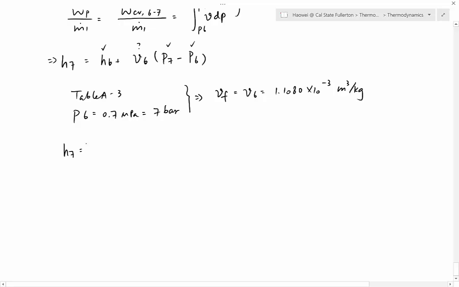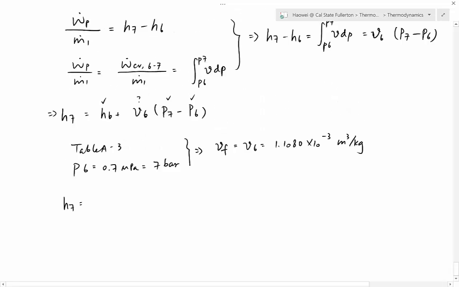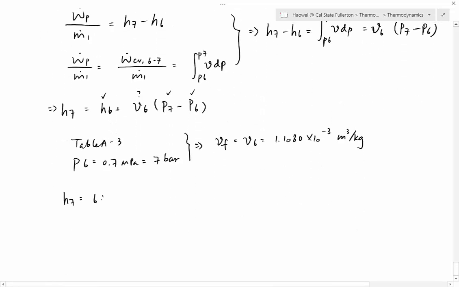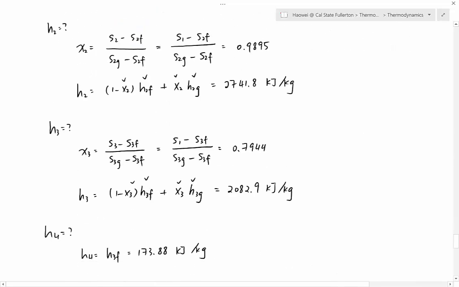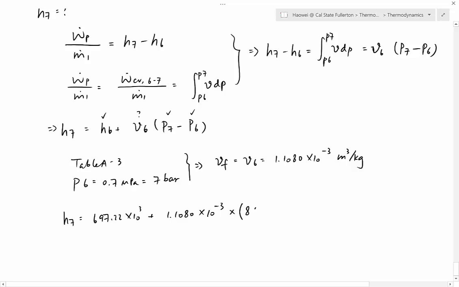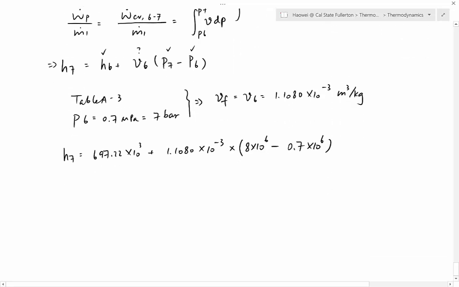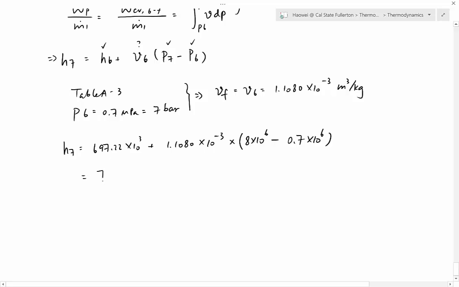And again, use SI units when you plug in the numbers. The value of H6 times 10 to the third, SI unit, plus nu6, SI unit, multiplied by P7. What is P7? Let's always go back to the diagram so you can find everything you need. P7 is 8 megapascal, 8 times 10 to the 6, minus P6, which is 0.7 megapascal. So the final solution for H7 is 705.3 times 10 to the third joule per kilogram, which is 705.3 kilojoule per kilogram.